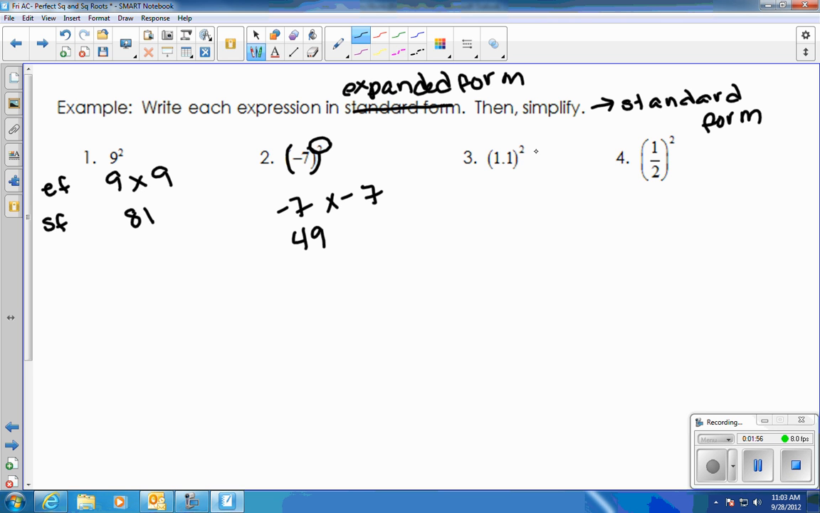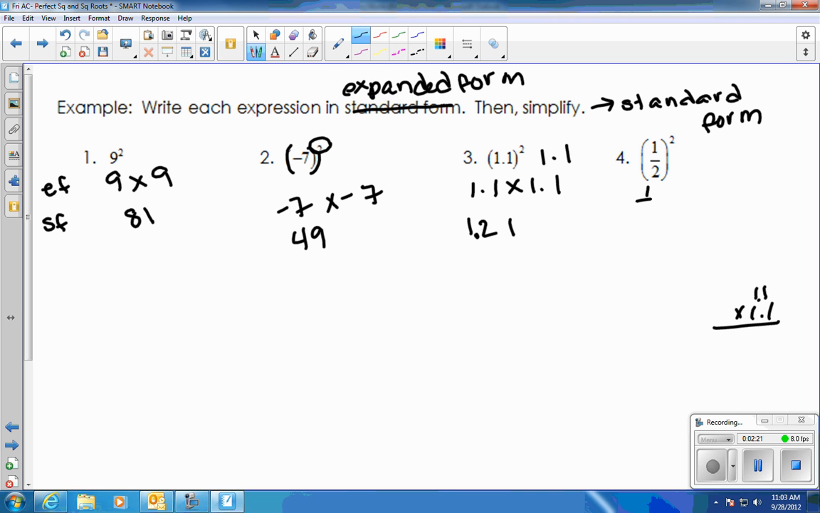On the next one, we're doing 1.1, sorry, let me write it down here, times 1.1. Now, I know 11 times 11 is 121, and there's 2 decimal places, so that's how I came up with my answer. But please remember, you're more than welcome to go over to the side and do a little side math.